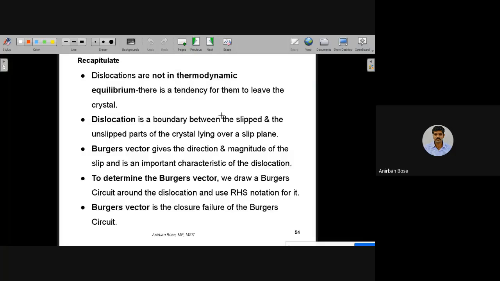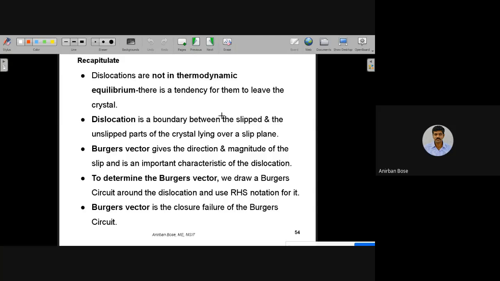Okay. So again, if we recapitulate whatever we have done till now, dislocations are not in thermodynamic equilibrium. That is very, very important. We have seen in the last class that some of the point defects are in thermodynamically stable equilibrium, and we have also calculated what fraction will be in stable equilibrium. If they are in stable equilibrium, obviously they will be present within the material, though they are defects, but they are in equilibrium, so they will be present within the material.